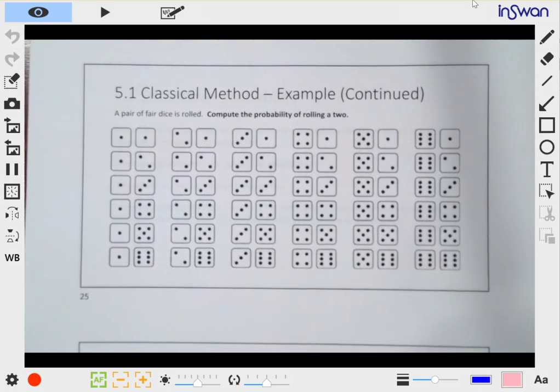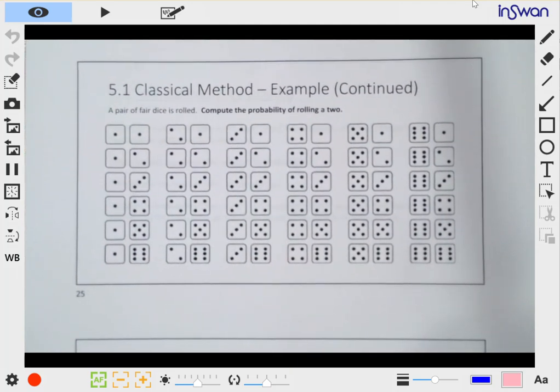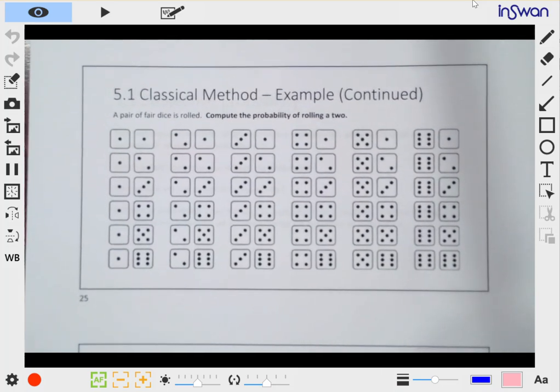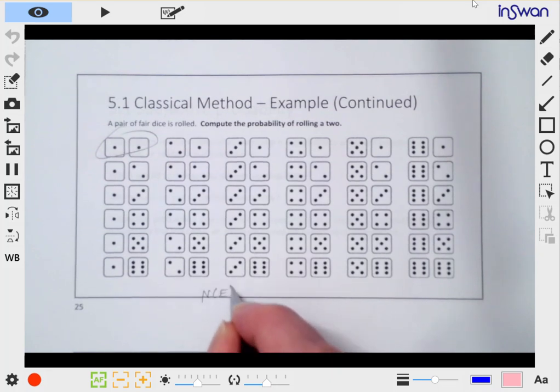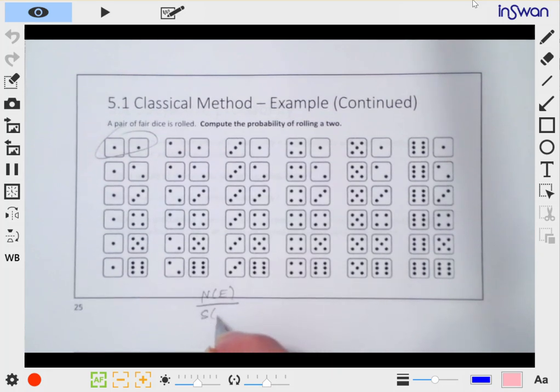So a pair of fair dice is rolled. Compute the probability of rolling a 2. Well, there's only one 2. So we said it's N of E divided by S of E, basically the number of favorable outcomes, or how many ways can you get 2? Well, there's only one.